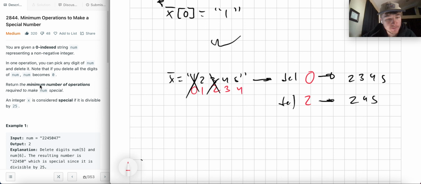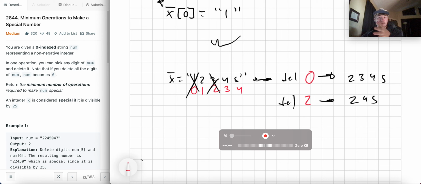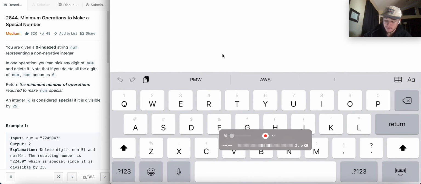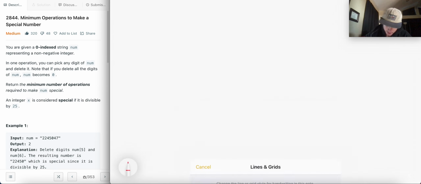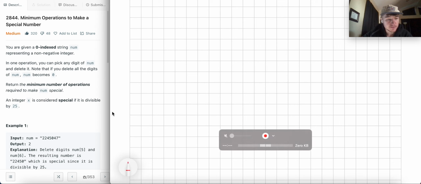Return the minimum number of operations required to make num special. Okay, so I'm going to delete things in order to make this number that I'm provided special. So that begs the question: what does it mean for a number to be special? Well, in order for a number to be special, an integer x has to be divisible by 25.